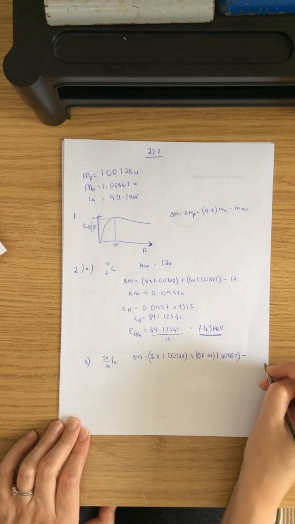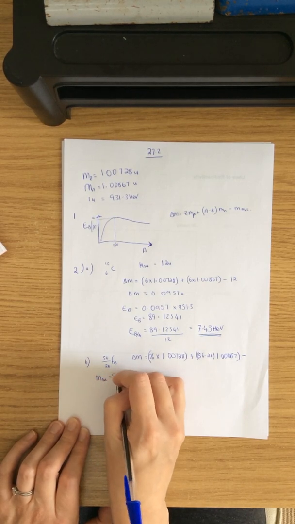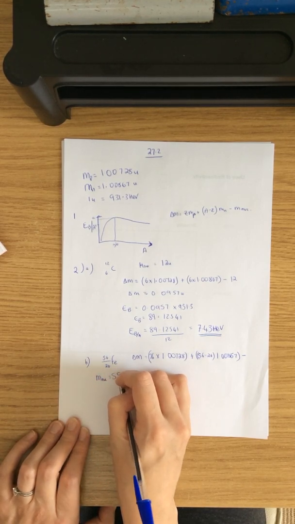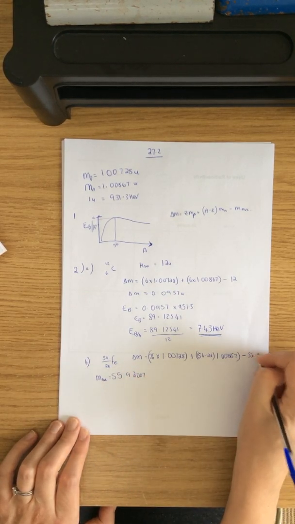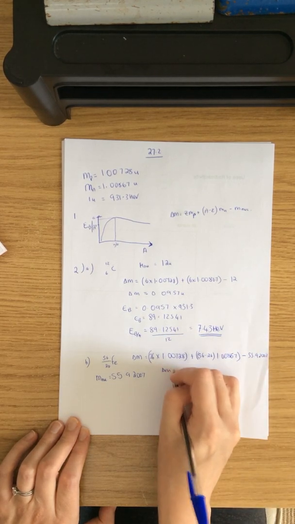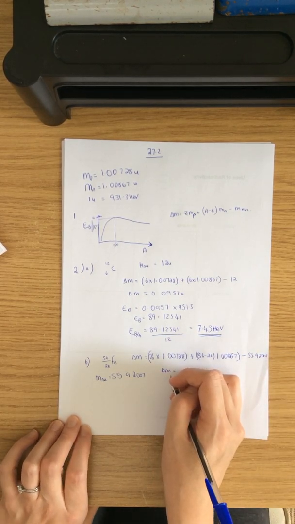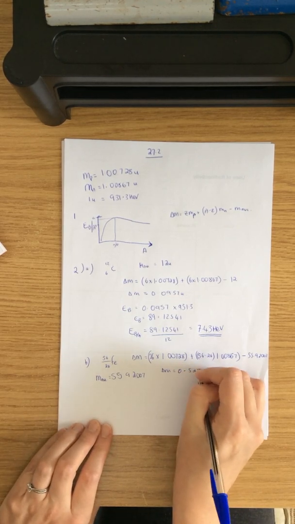And then you're going to take away the mass of the nucleus, and it tells you that the mass of the nucleus of iron is 55.92067. That gives us a mass difference of 0.5287 U.